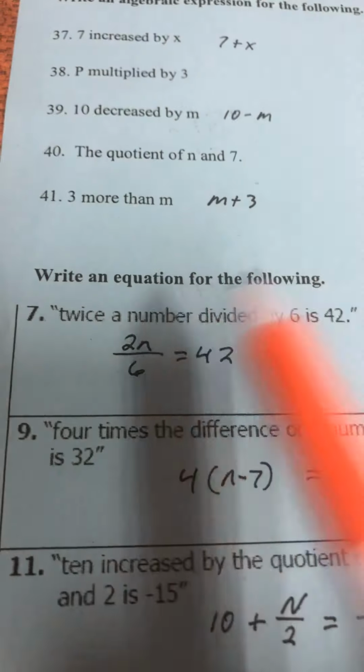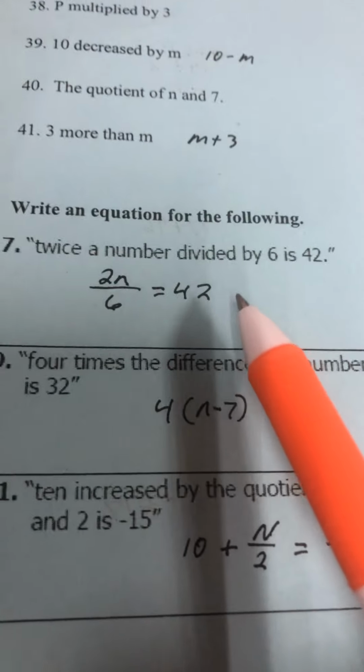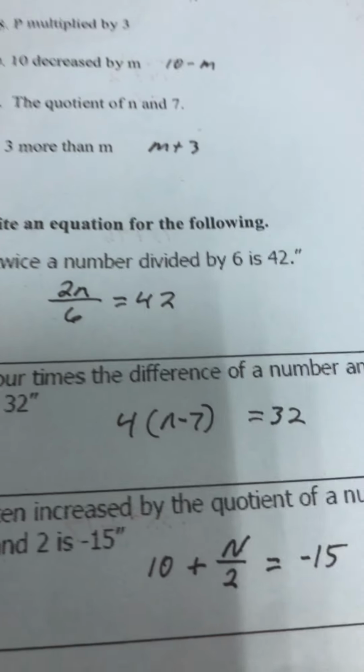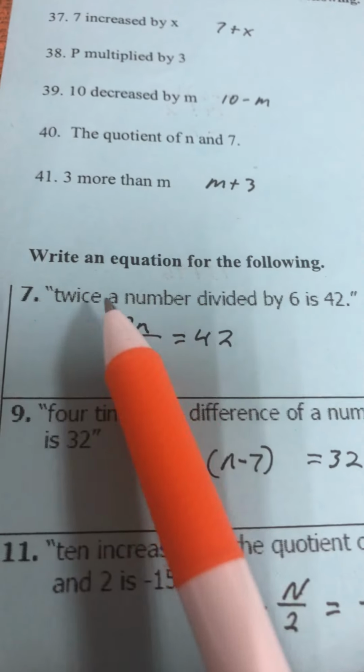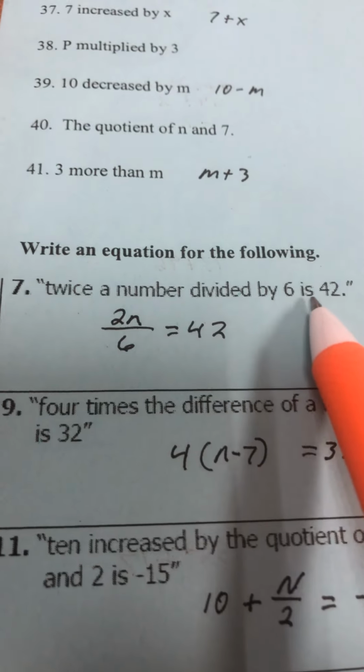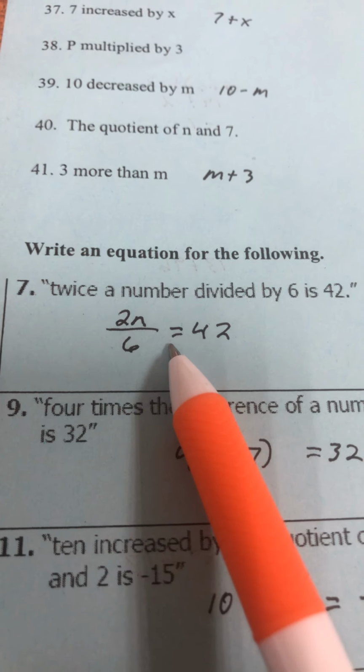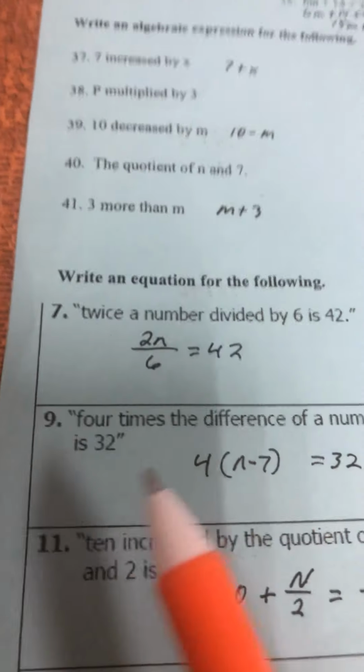All right, now we're writing equations for these. These are a little bit more complicated. For 7, 9, and 11, you guys go ahead and try 8, 10, and 12 on your own. Twice a number divided by 6 is 42. So twice a number and divided by 6, that is 42.